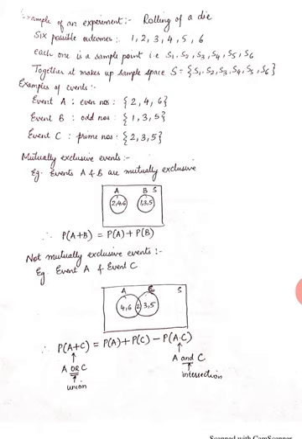Together, all the outcomes make up the complete sample space, denoted by capital S. So capital S is made up of S1, S2, S3, S4, S5 and S6. We'll take an example of some events. Let event A be getting an even number on a die, so event A will consist of 2, 4 and 6. Similarly, let event B be odd numbers, so we'll get 1, 3 or 5. Let event C be prime numbers, so it will consist of 2, 3 or 5.